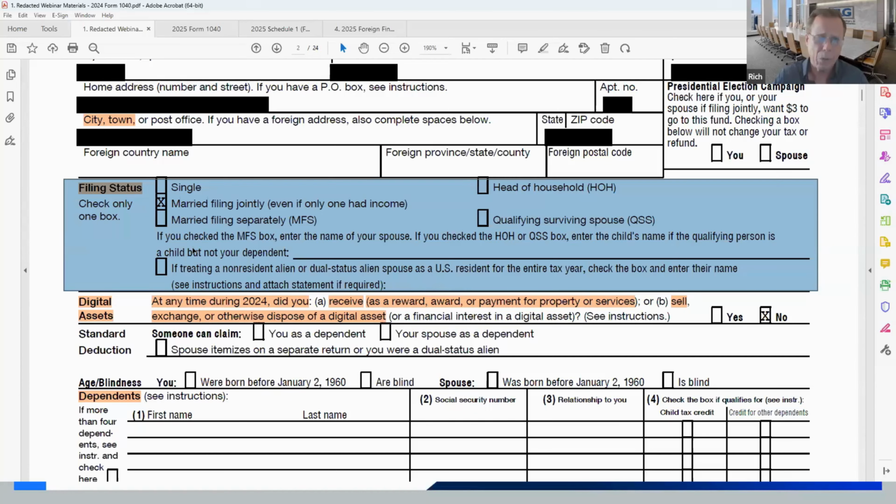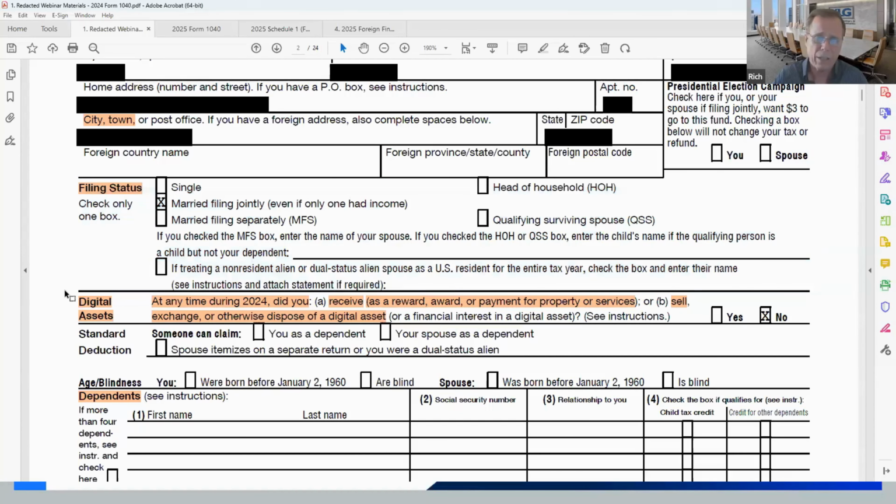The next item you want to look at on the return, and Luca, clarify if it was 2020 or 2021. The question about 2020. Okay, great. So it is digital assets. You see it says digital assets, and you see a box, yes or no. The box is checked no.